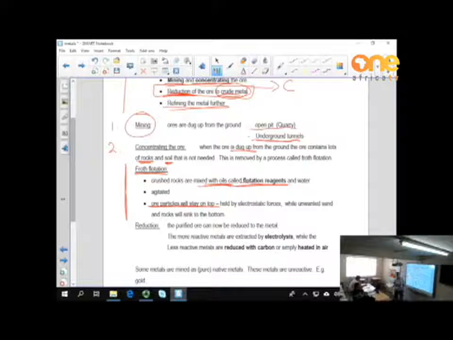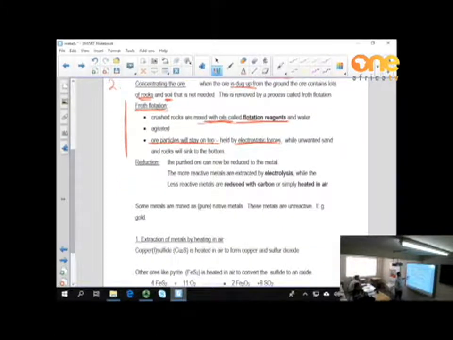It sticks to the foam by means of electrostatic forces, while the unwanted sand and rock and other stuff tends to sink to the bottom, so they can just remove this top layer of foam to extract the ore in a more purified form from the rocks that they've dug up from the ground. And then this purified ore goes to a process that we call reduction. There are various ways of reducing the metals from the ores, and we'll have a look at that when we look at the specific metals.